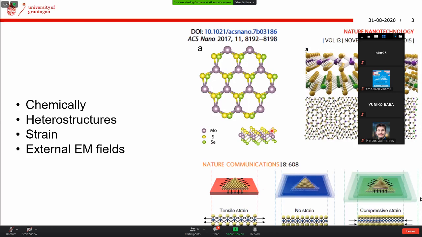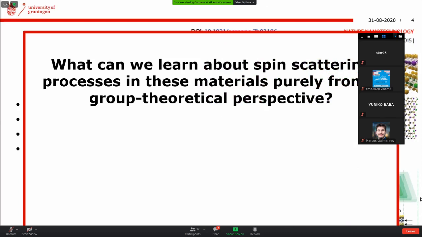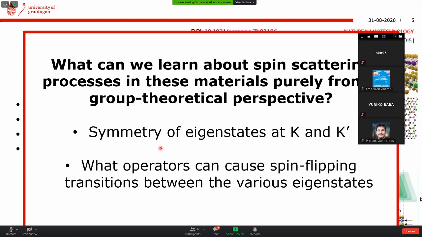And I do that purely from a group theoretical perspective, right? So my big question here is, what can we learn about the different spin scattering processes in these materials based purely on the group theory? And how I will do that is, first of all, I will look at the symmetry of the eigenstates at the K and K prime points. And then based on these symmetries, I will obtain the selection rules for spin scattering mechanisms, right? So what kind of operators can actually cause a spin to flip in these states?